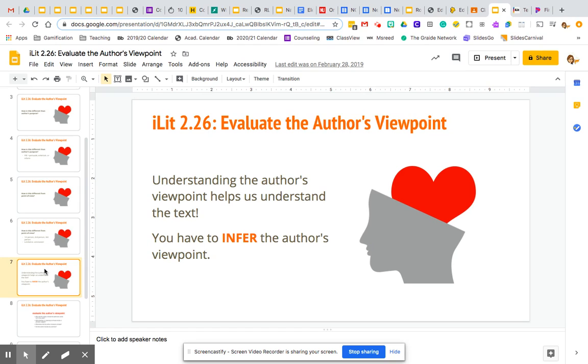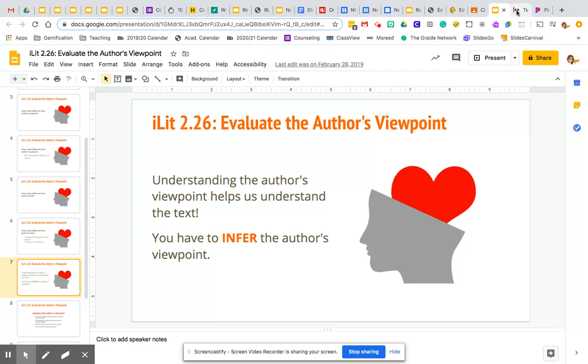Understanding how the author feels about something helps us understand the text. It helps us understand what the author is trying to get us to understand about it. It might even shape how we feel about the subject the author is writing about. And we have to infer the author's viewpoint by looking at the words that they select to describe things.